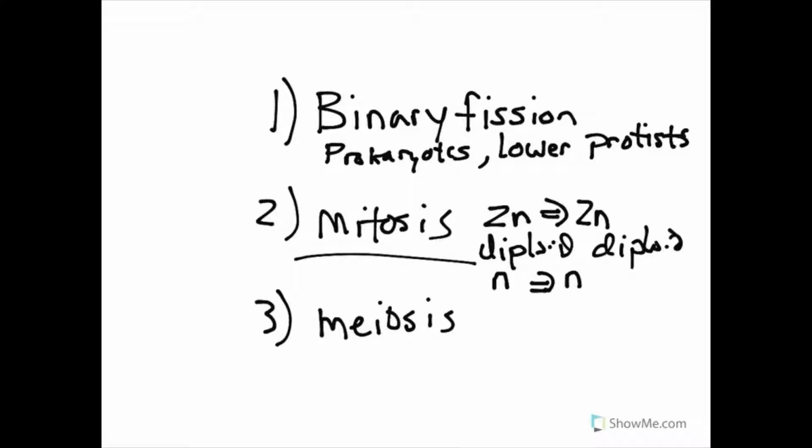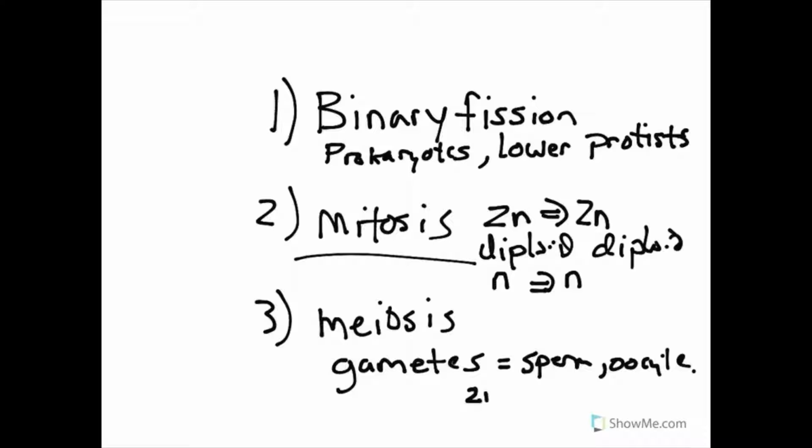Now, meiosis is primarily used in sexually reproducing organisms to make gametes, things like sperm cells or an oocyte of various types. And this always goes from a diploid cell to a haploid cell, meaning from two copies of each chromosome down to a cell with one copy of each chromosome. I'm not going to spend a lot of time talking about that. That will be something I'll do a different video on.